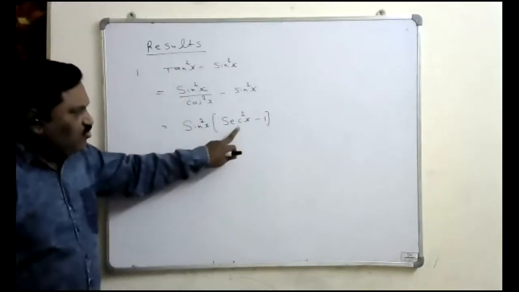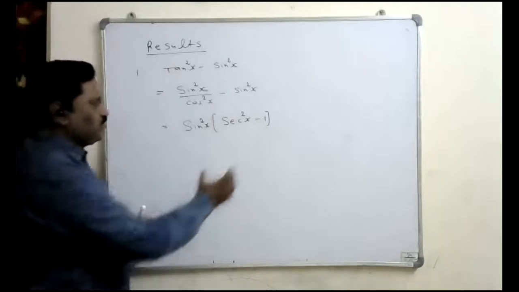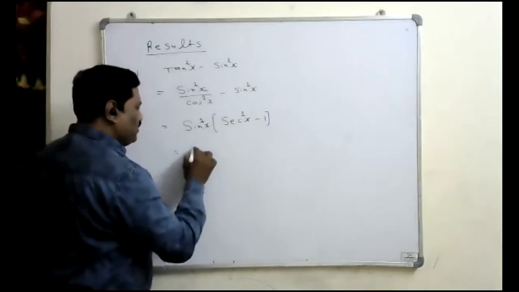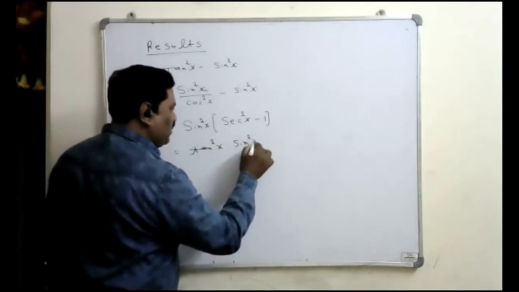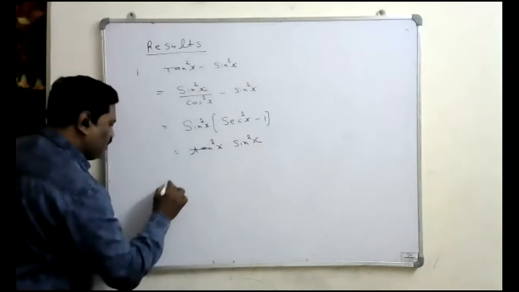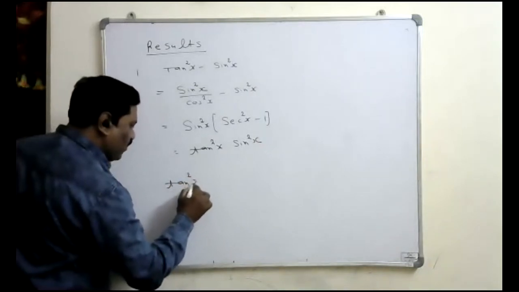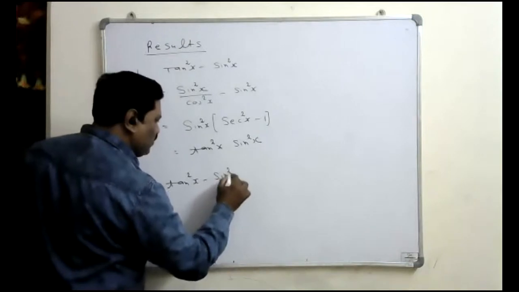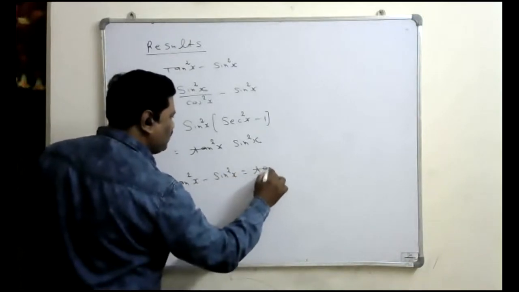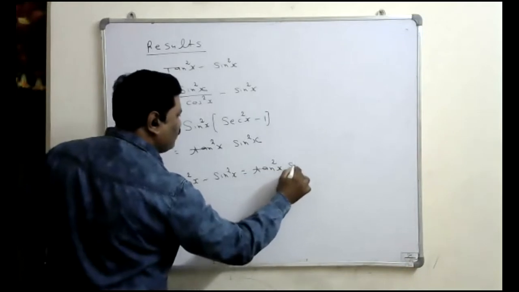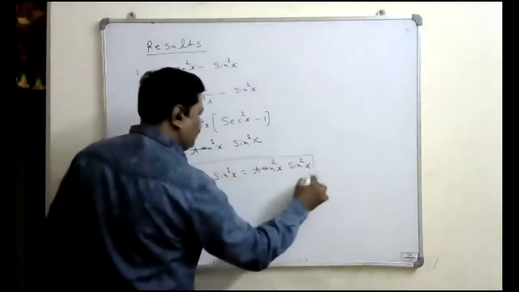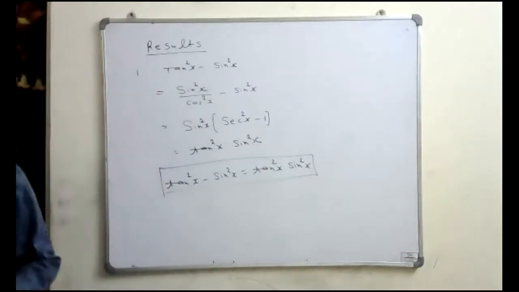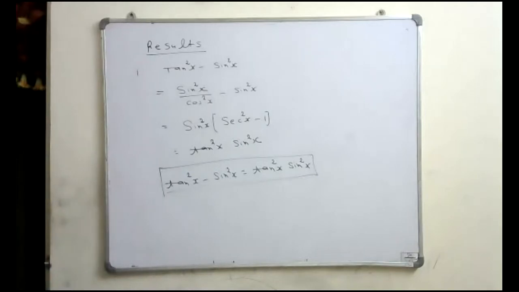Now from the identity, secant square x minus 1 is tan square x, into sin square x. So this is the result we have to remember: tan square x minus sin square x is equivalent to tan square x into sin square x. Write down this result, and remember it as a formula.